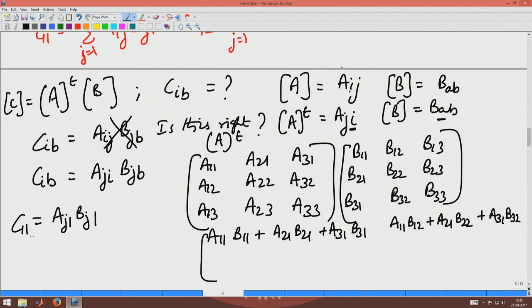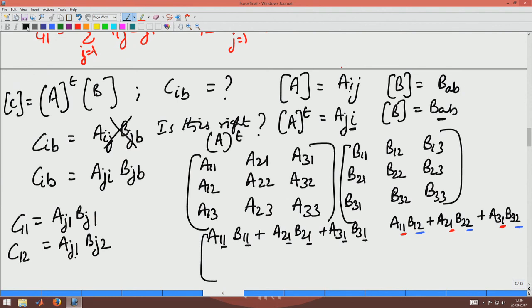So, if you see now, C 1 1 would be A j 1 B j 1. This 1 1 has to repeat at the end. The column index of B and A should be the same. You can see that it is the same here. The column indexes of A and B are the same, whereas this j means you have to sum 1, 2, 3, which you are doing on the row index of A and B. Similarly, C 1 2 would be A j 1 B j 2. So, the column index of A has to be 1 and the column index of B has to be 2 in the second term. You can see here the column index of A is 1 and the column index of B is 2 as suggested by this expression here, and you have to sum j from 1 to 3, which you are doing by summing it from 1 to 3.